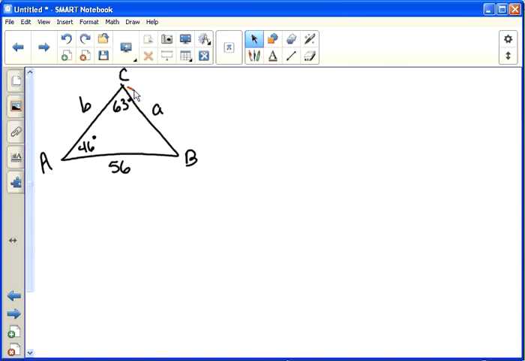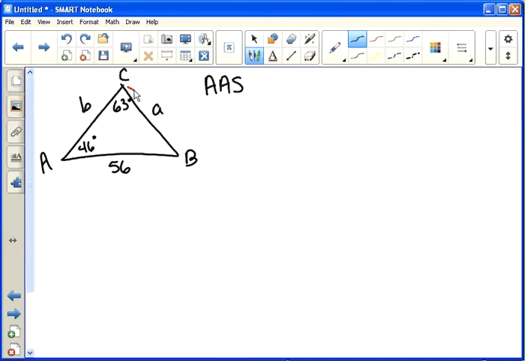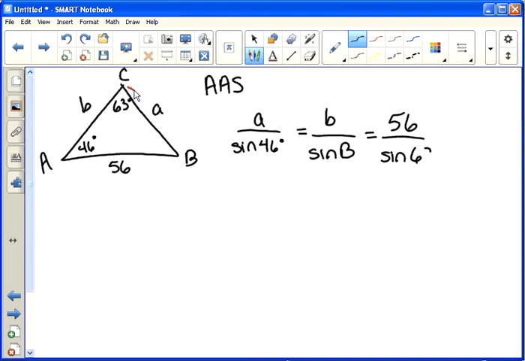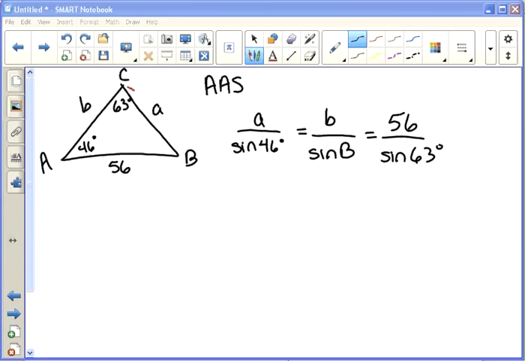And that's important for something we're going to do later. So this is angle, angle, side. So let's just set up what we have right now. We don't know A, so I'll just put A on top. But we do know the angle A is 46 degrees. We don't know side B or angle B. We do know side C is 56 and angle C is 63 degrees. So our goal here is to figure out all the sides and all the angles.